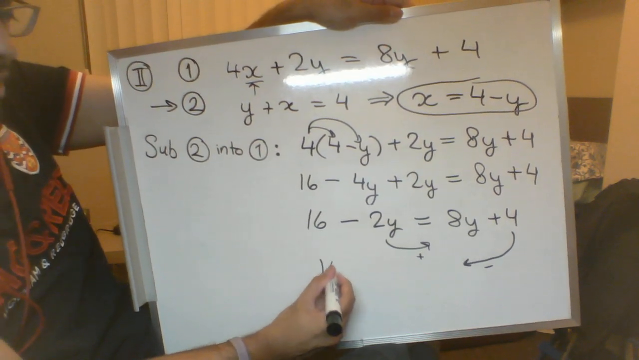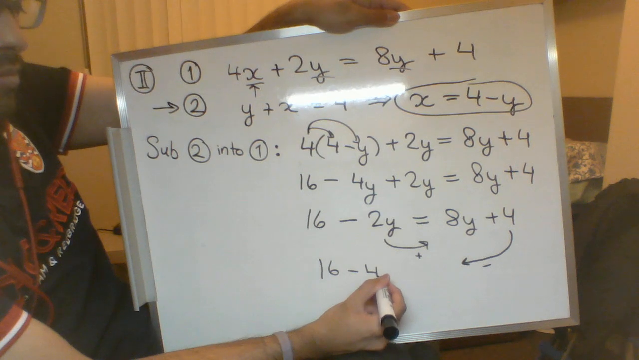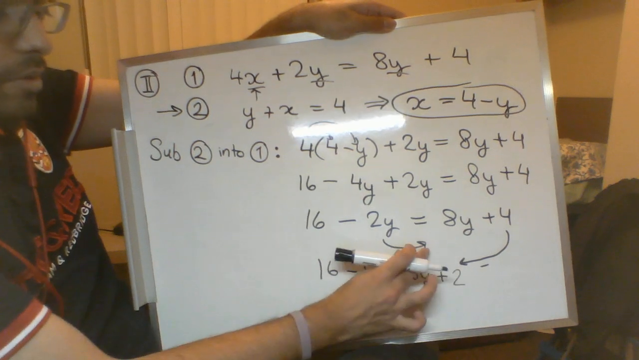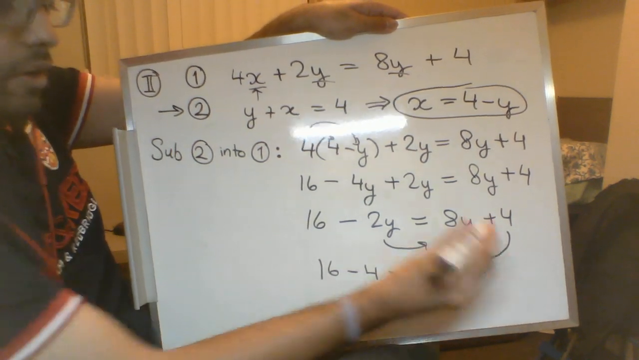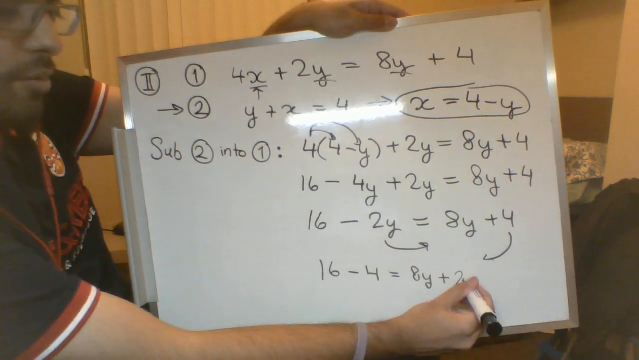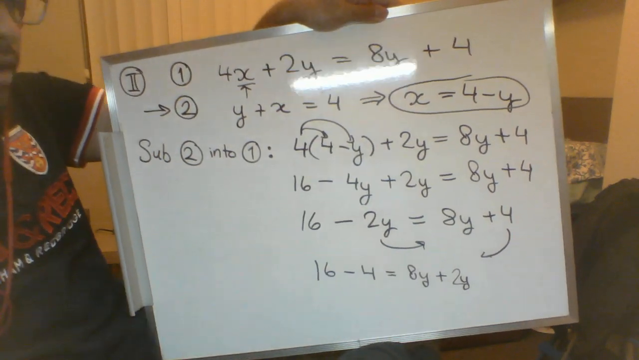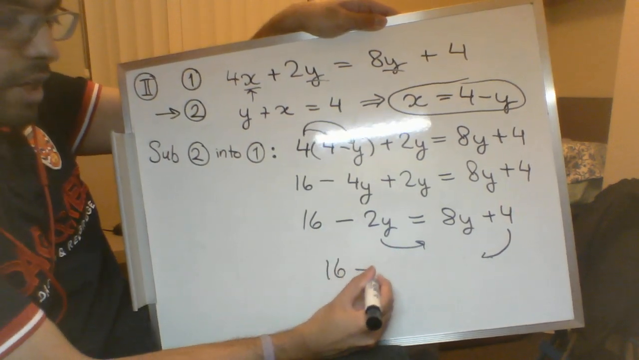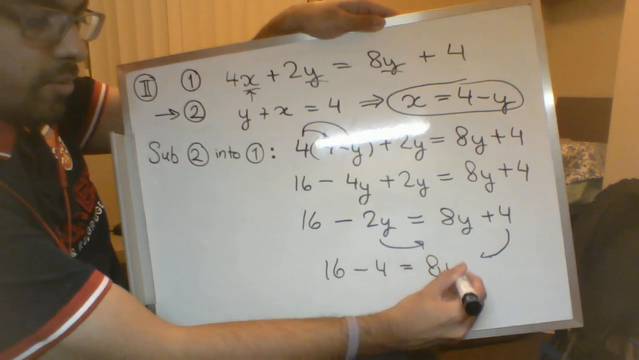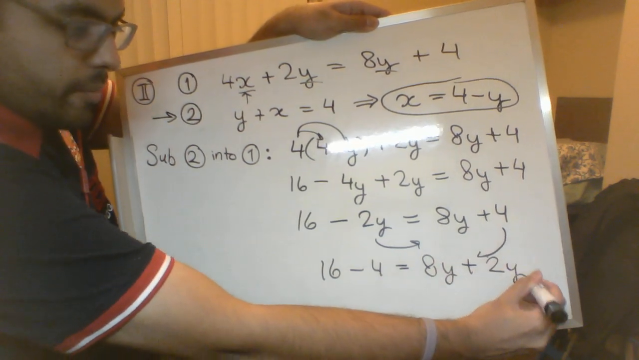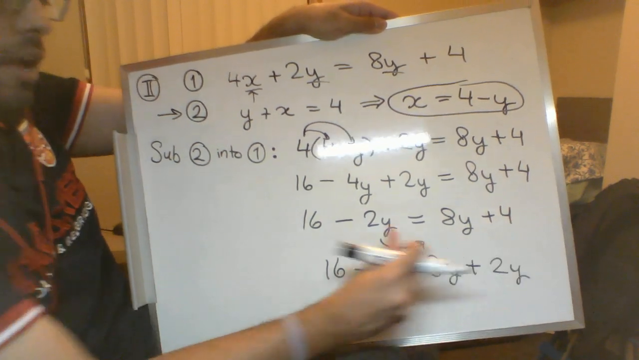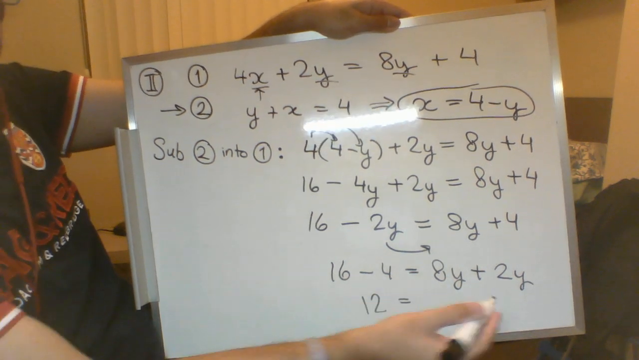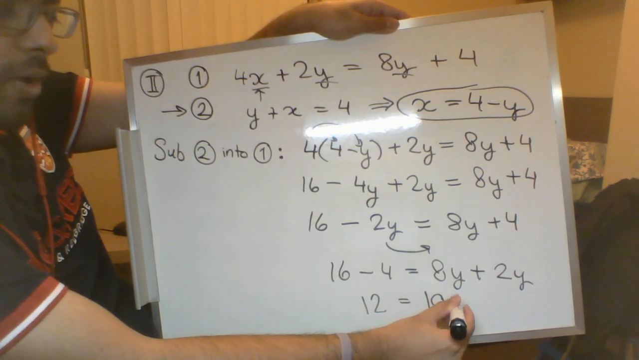So writing that out, we're going to get 16 minus 4 equals 8y plus 2. Alright, so we've got 8y plus 2y. Excuse me, I left a y out there. So we've got 16 minus 4. Let me write that a little bit bigger. So we've got 16 minus 4 is equal to 8y plus 2y. Alright? So now 16 minus 4, that's going to give us 12, is equal to 8y plus 2y, that's 10y.